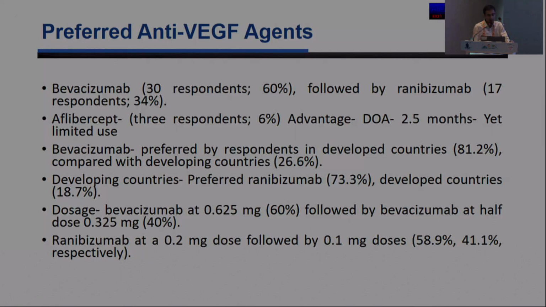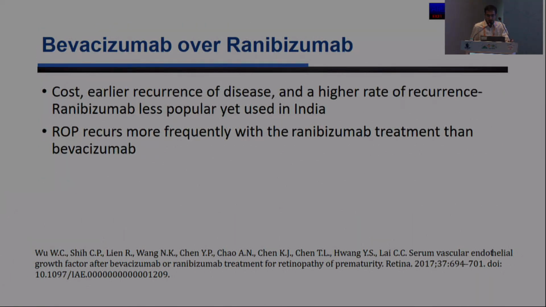Ranibizumab is also being used in developing countries. Instead of 0.1 milligram, we are using 0.25 milligram in 0.025 ml. That dose does better than the 0.1 milligram dose of ranibizumab. So this I have already discussed.